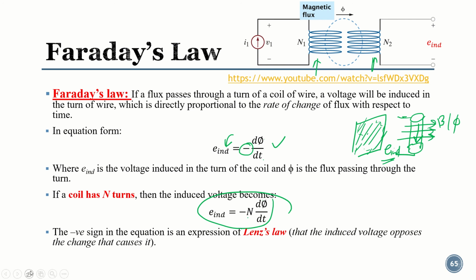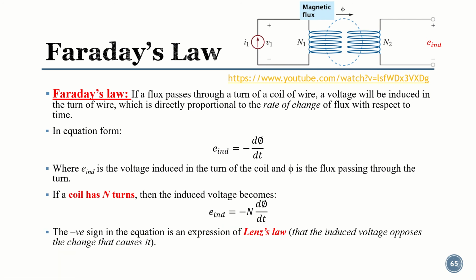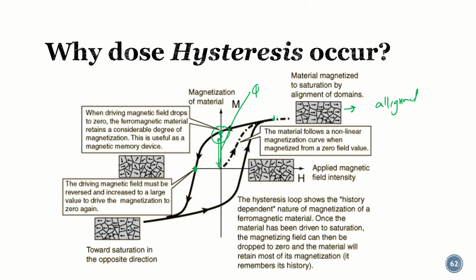Now if you remember the hysteresis, when we are having the alignment, we are increasing the magnetomotive force and getting more and more flux, then we are decreasing the magnetomotive force and getting lower and lower flux, so the flux is changing. This changing flux will actually induce the voltage within the domains. When the voltage is induced, the current will start flowing.